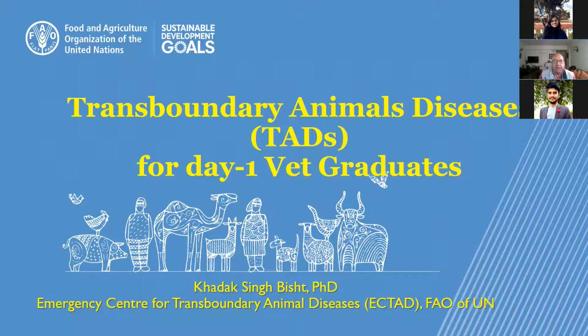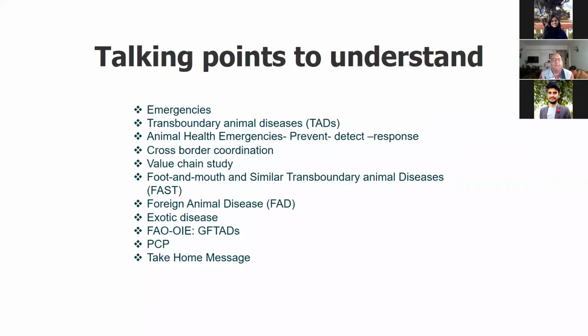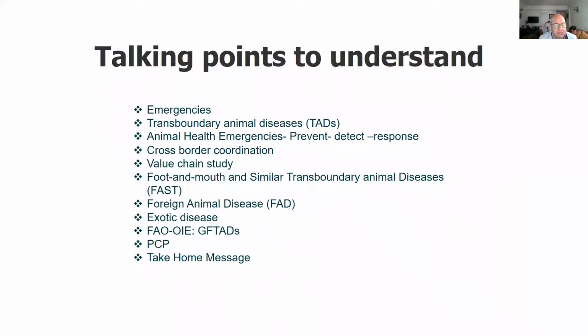Okay, my presentation goes this way. I have some talking points so that you will understand a few things in this presentation. As you know, transboundary animal disease is also one of the emergencies. So let's look at what the emergencies are. If you narrow down your thinking to the animal health sector, then it is animal health emergencies, which are based on the prevent, detect, and respond principle. Disease cannot be controlled without cross-border coordination, without value chain studies. So you will hear something about cross-border coordination and value chain study.